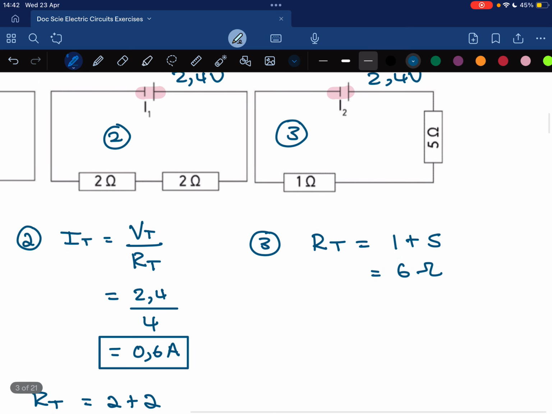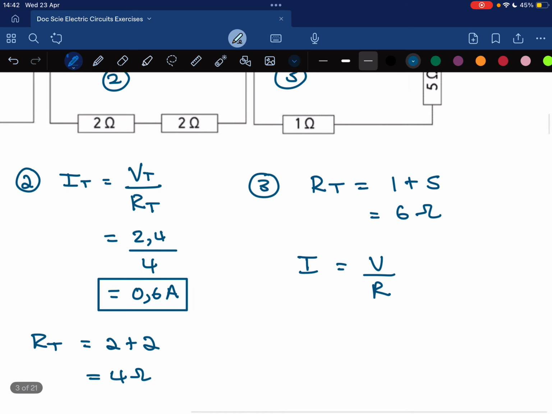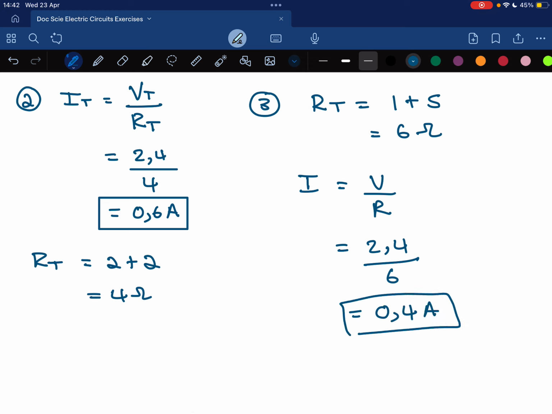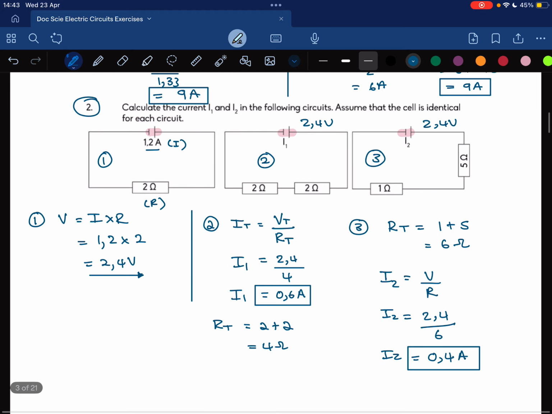So then if I is equal to V over R, I know the total voltage is 2.4. The resistance here is 6. So if you put that in your calculator, you should get an answer of 0.4 amps. Okay, that's for I2. And this one's for I1. Okay, and that's it for number 2.